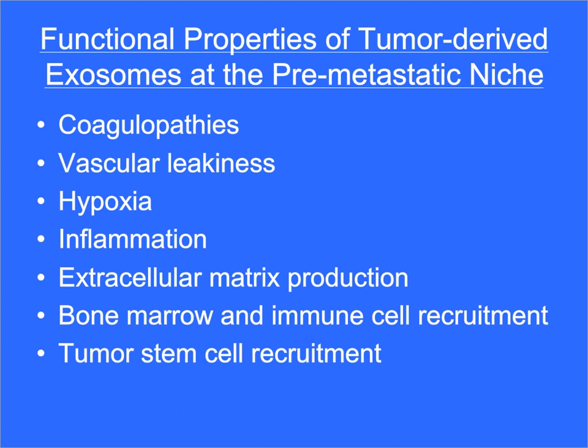I think we have to pay attention as oncologists and clinicians and researchers that cancer is really a systemic disease. And there are many things that happen in the cancer patient that are not well appreciated. It's not simply about metastatic burden, tumor cell burden. There's a lot of other things happening in the blood system. There's thrombosis, so at the top of the list you see coagulopathies. Vascular leakiness is a major problem in multiple organs. Hypoxia, inflammation, and finally, the role of tumor stem cell potential recruitment to these metastatic sites.